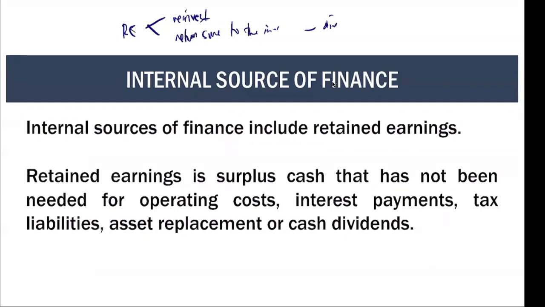So let's talk about this retained earnings, our only internal source of finance. I have already told you before that your retained earnings is your lone internal source of finance. So what is a retained earning? A retained earning is a surplus cash that has not been needed for operating costs, interest payments, tax liabilities, asset replacement, or cash dividends. So any income left after those priorities of the company. So any income after costs, payments, liabilities, replacement, that is your retained earnings.